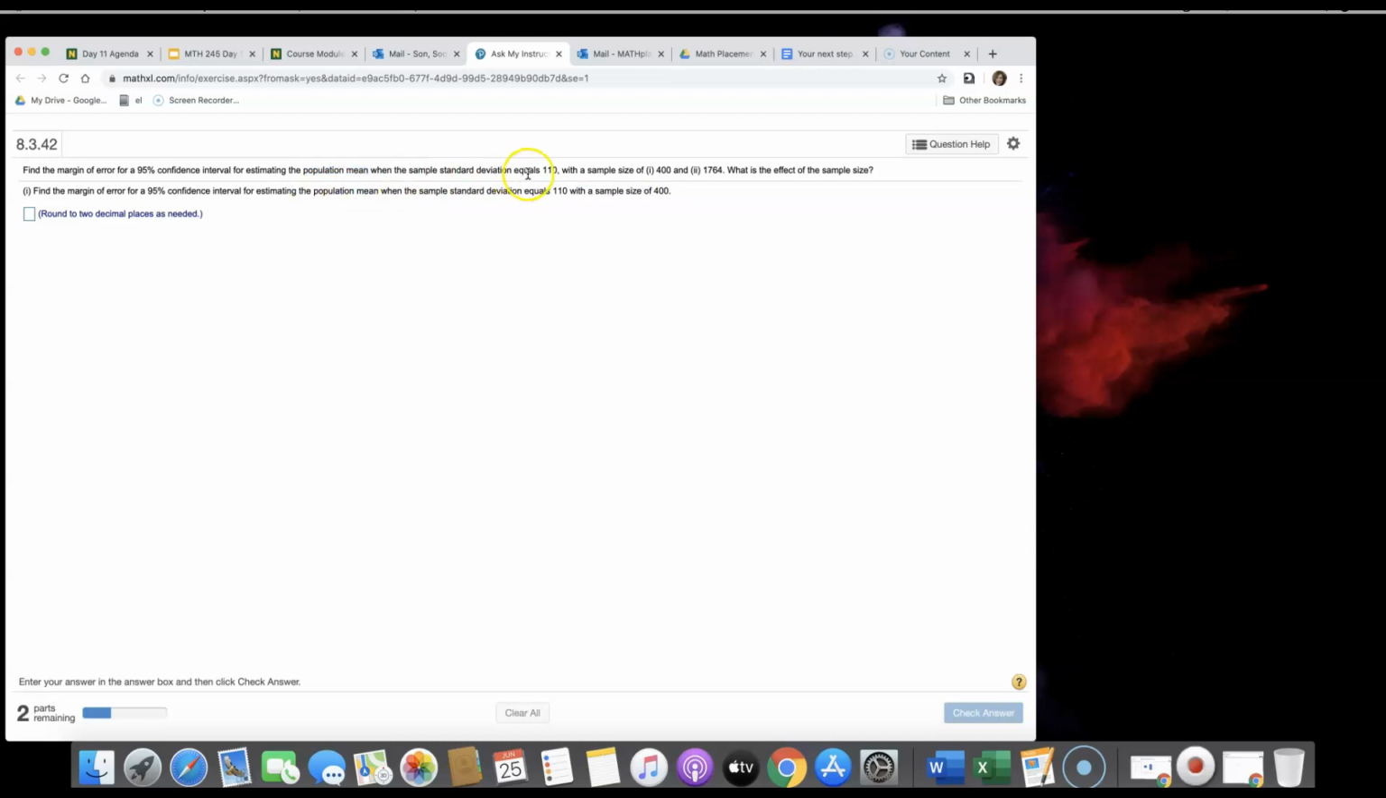When the sample standard deviation equals 110, with the sample size of 400, and the second one, they're going to ask you to increase the sample size to 1764. What is the effect of the sample size? So we're answering a couple different questions here. First, find the margin of error for 95% confidence interval for estimating the population mean when the sample standard deviation equals 110 with the sample size of 400. Now, they never told you what sample mean is, right? So we're not really creating a confidence interval. We're just finding the margin of error.